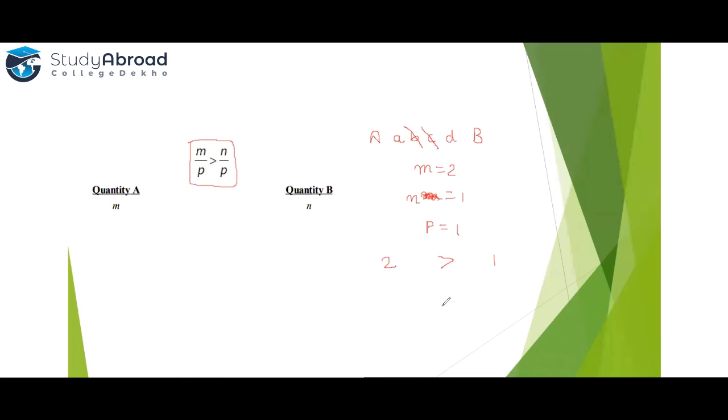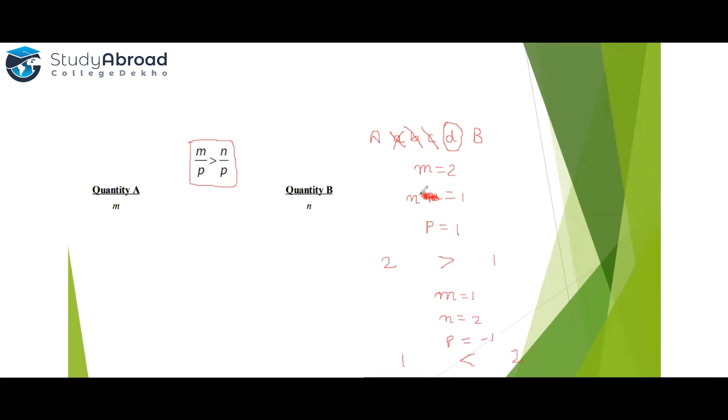Now if we change our values, let's take p as negative, m as 1, n as 2, and p as minus 1. If we take these values, here I'll get minus 1 greater than minus 2. Yes, it is satisfying my condition, but if I put these values here, what will I get? 1, 2. Which one is greater? Quantity B. So I can eliminate answer choice A as well. My answer choice D will be correct in this case, right? Clear?